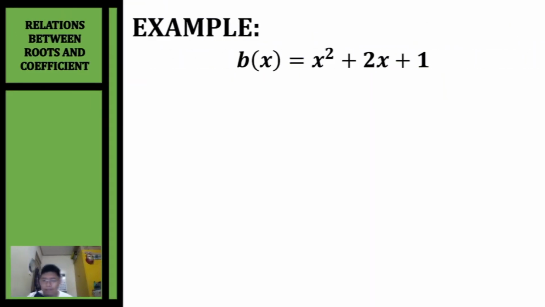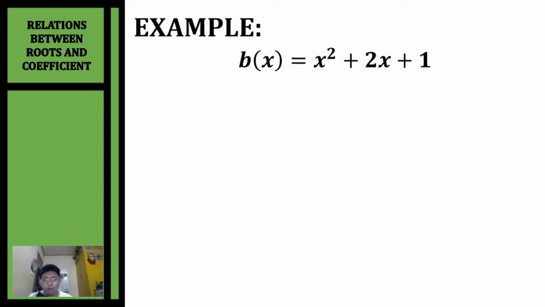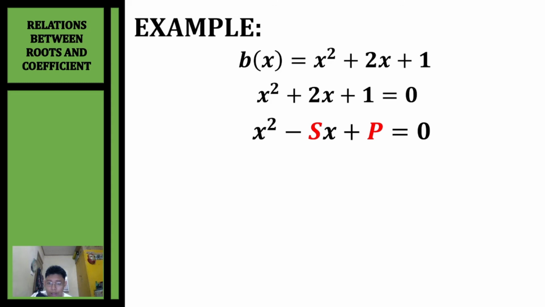Alright, let's have another example. So for example, we're going to get the sum and product of the roots of this quadratic function. We have b of x is equal to x squared plus 2x plus 1. The first step is to change our function notation to 0 and then make sure that the numerical coefficient of x squared will be equal to 1. If the coefficient of x squared is equal to 1, we can now identify the sum and product of the roots of our quadratic function.